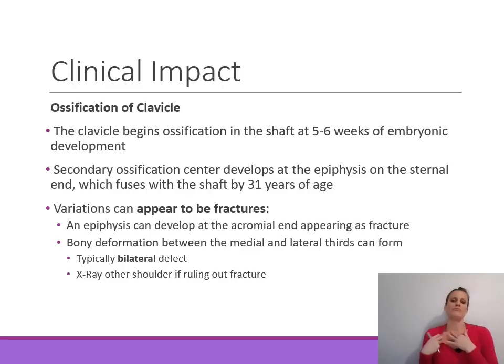Sometimes, instead of just the epiphysis or the widened end developing on the sternal end, another secondary ossification site or another widened epiphysis can develop at the acromial end as well. So if there's another secondary ossification site on the acromial end, you're going to see the line between the epiphysis, that secondary site, and the shaft of the bone. And that can sometimes appear as a fracture on an x-ray.